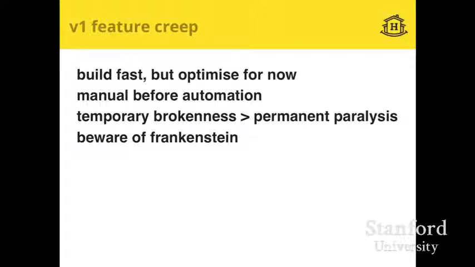And lastly, beware of the Frankenstein approach, which is, great, you talk to all these users, they give you all these ideas.